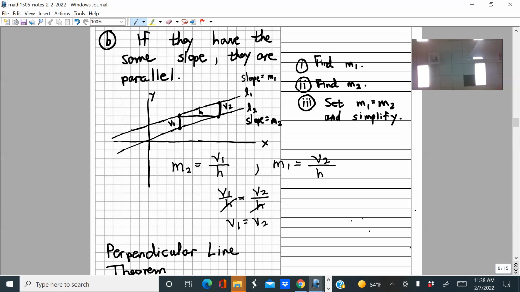Oh, guess what? If the vertical distance between two lines is always the same, what do you know about those two lines? They're parallel to each other, right? They have to be parallel, right? If these distances are the same, then those two lines have to be parallel. And remember, I just picked any two points, right? So the vertical distances between the two lines are always the same. Such lines have to be parallel.